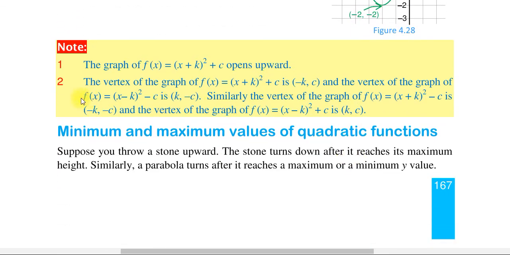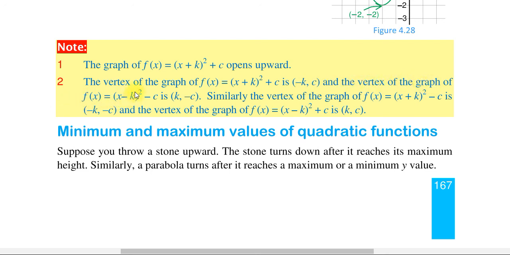The graph of f of x equal to x plus k the whole square plus c opens upward. The vertex of the graph f of x is equal to x plus k the whole square plus c is minus k, c, because k units come to the left.